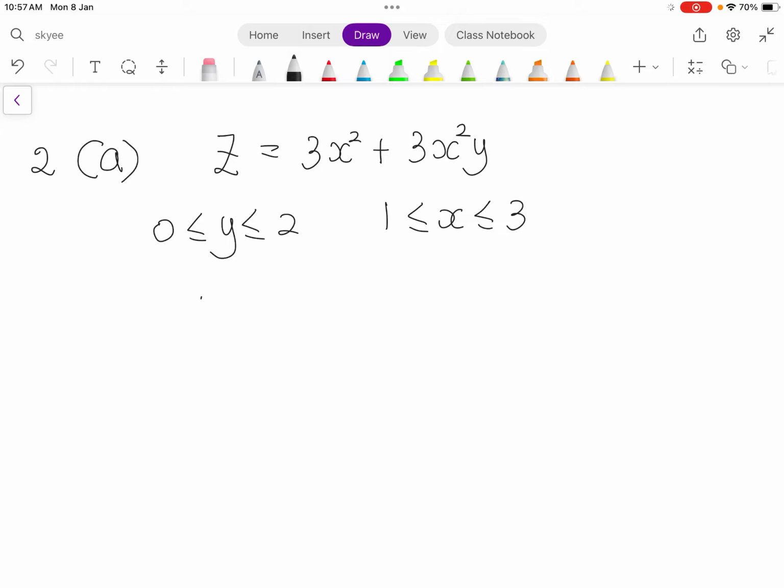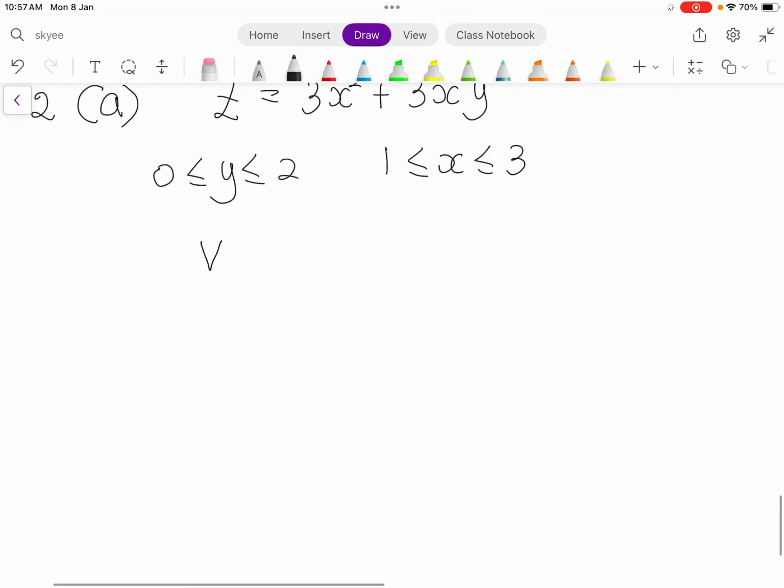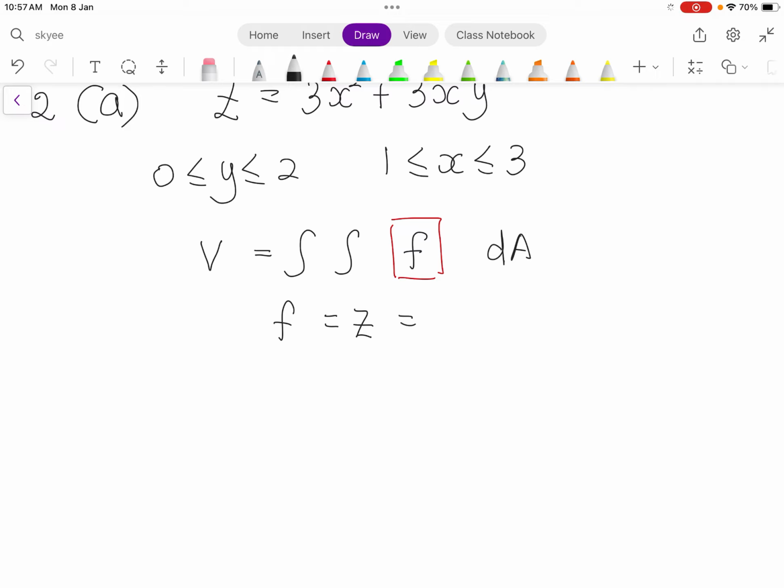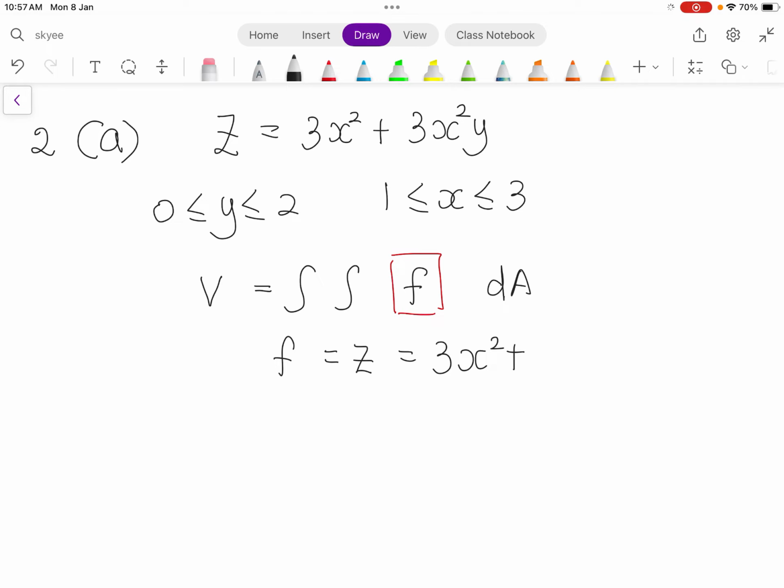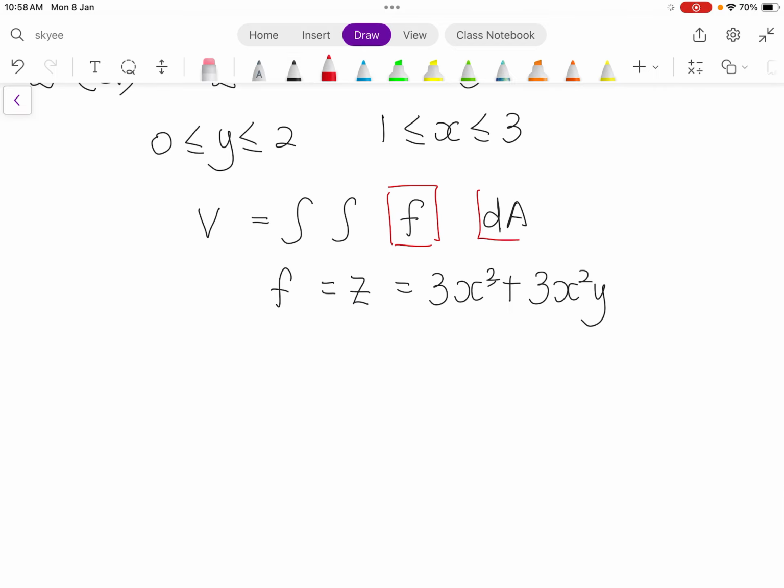To find the volume, you can use the double integral. So the formula for the volume will be the double integral of f dA. This f stands for the function of the surface. In this case, the f will be the z, which is 3x squared, no, it's not x squared, x cubed, and 3x squared y. The dA will be based on the projections.